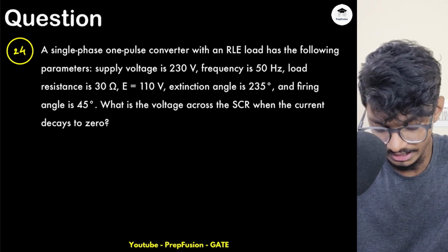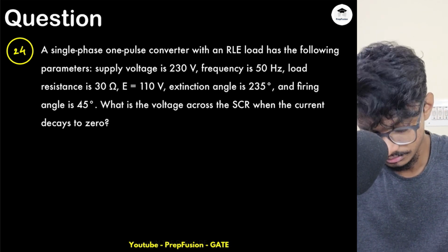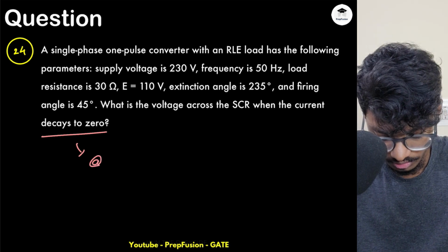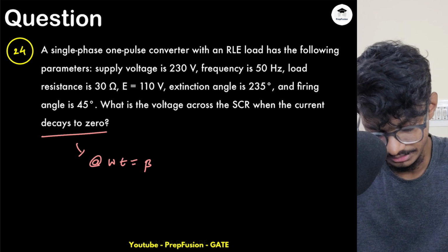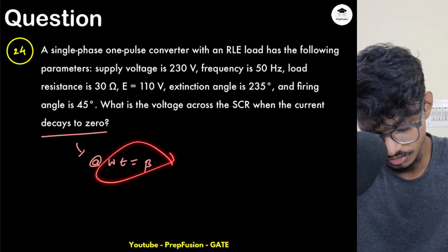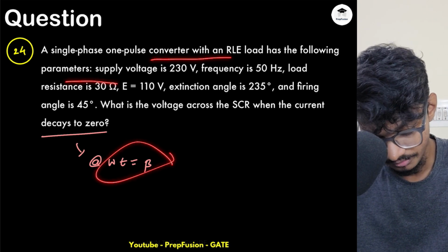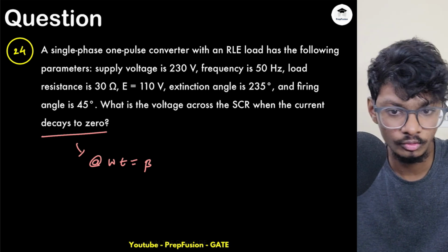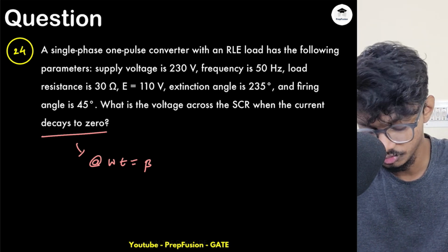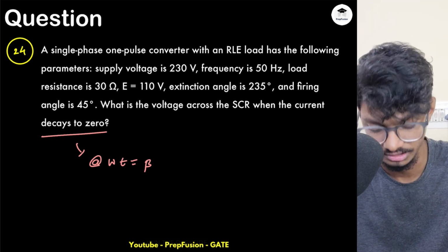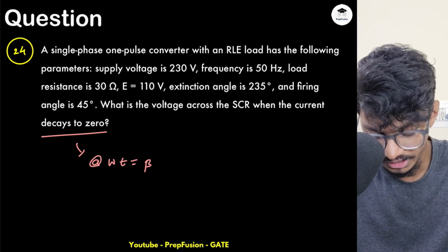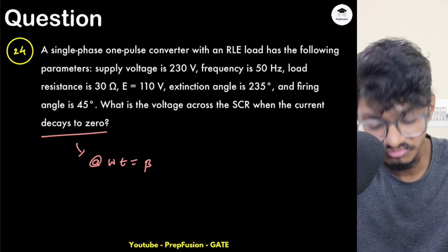It decays to 0 at omega t equals to beta, right? At omega t equals to beta, it decays to 0. Also they haven't told us that it has a freewheeling diode, so I will assume it doesn't have any freewheeling diode. If it had a freewheeling diode, they would mention it. Okay, so at omega t equals to beta, I have to tell the voltage across the SCR.